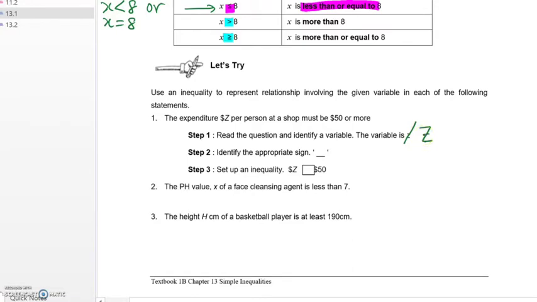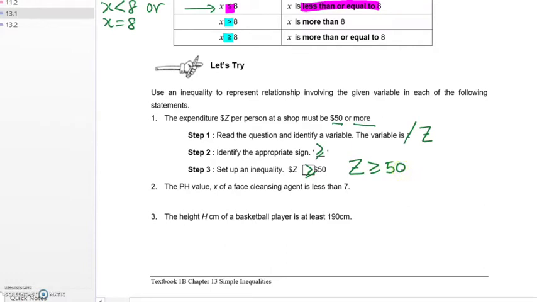So identify the appropriate sign. Well, we see $50 or more, right? So it can be equal to $50 or more than $50, and therefore it should not just be the more than sign, it should be the more than or equal to symbol. And then with that, we just fill in the inequality respectively. In our final answer, we will not have the units, so we will just leave it as Z is more than or equal to 50.